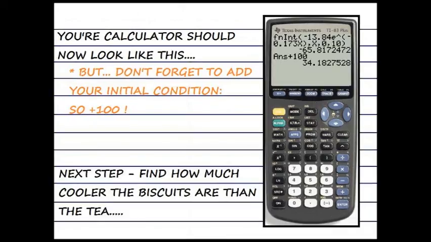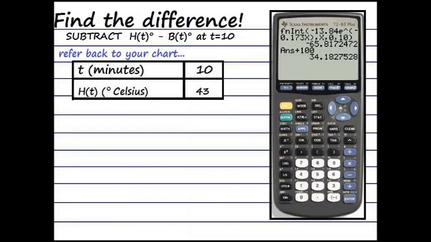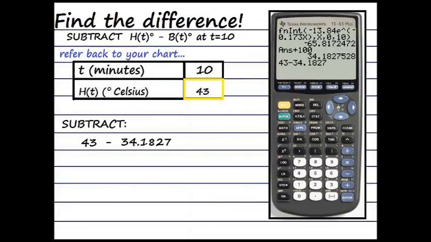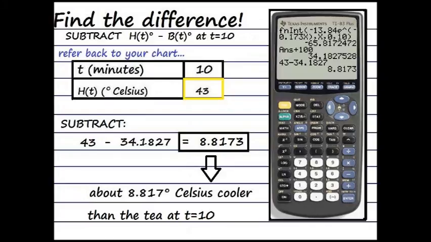Next step, find how much cooler the biscuits are than the tea. Find the difference. Subtract h(t) minus B(t) at t equals 10. Refer back to your chart. Subtract 43 minus 34.1827, giving you 8.8173. The biscuits are about 8.817 degrees Celsius cooler than the tea at time t equals 10.